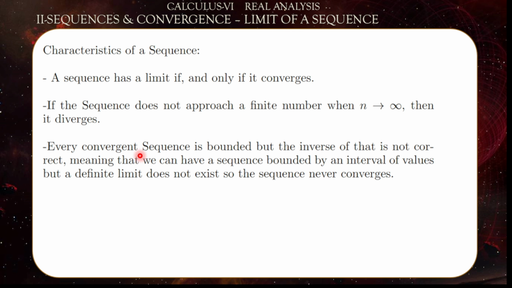Every convergent sequence is bounded, but the inverse of that is not necessarily correct, meaning that we can have a sequence bounded by an interval of values, but the sequence itself keeps jumping between these two values, so it never achieves a definite limit, a final limit.